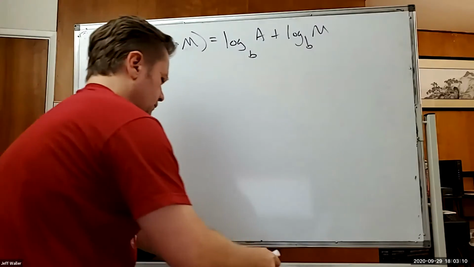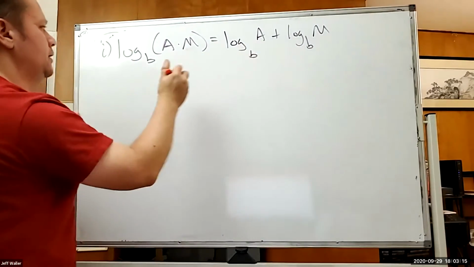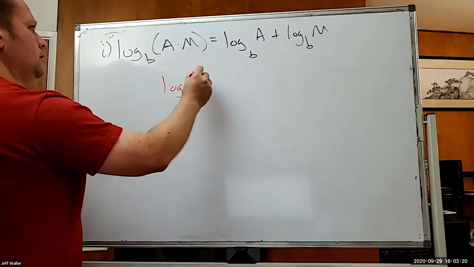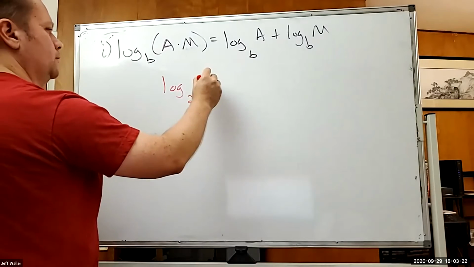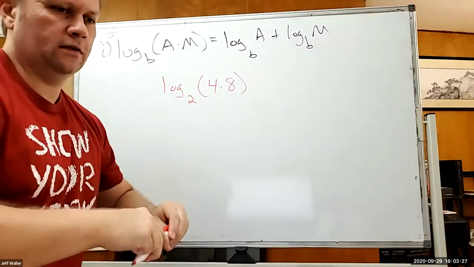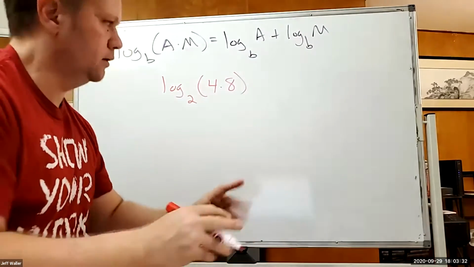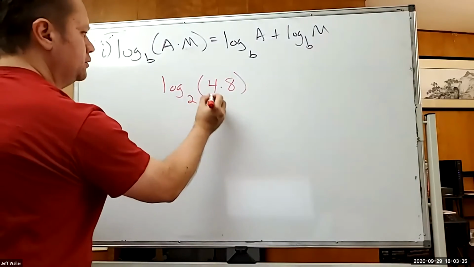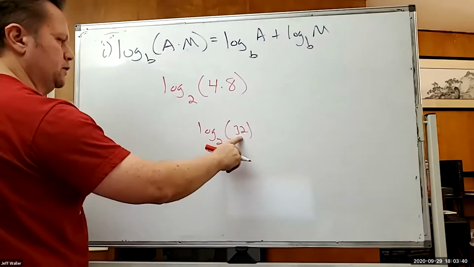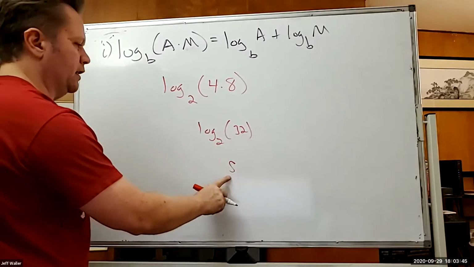Let me give you a concrete example, because I think everything I did yesterday was very theoretical. So watch this. If I had log base 2 of 4 times 8, I could do it this way: log base 2 of 32. How many 2's does it take to make 32? 5. So I know whatever I get over here better be 5.